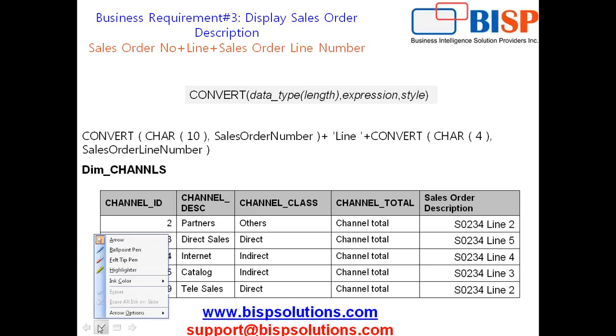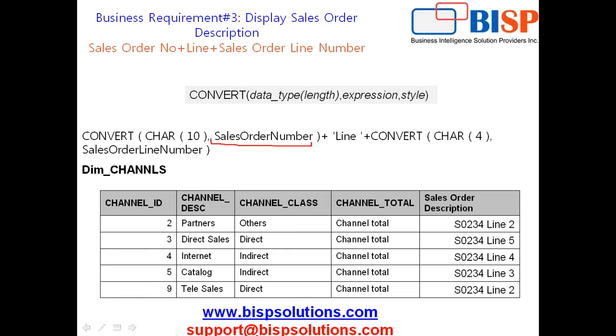There are two columns we have. One is called sales order number, another one is called sales order line number. I'm going to stitch them, and this is the format in which my business users like to see the sales order description. First, they like to see the sales order number and from which line the sales order is processed. Sales order line number is nothing but the point of sales. So this gives detailed information to my user.